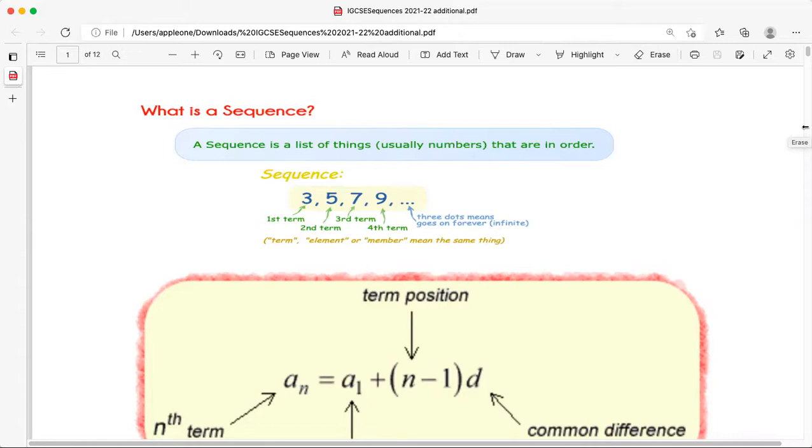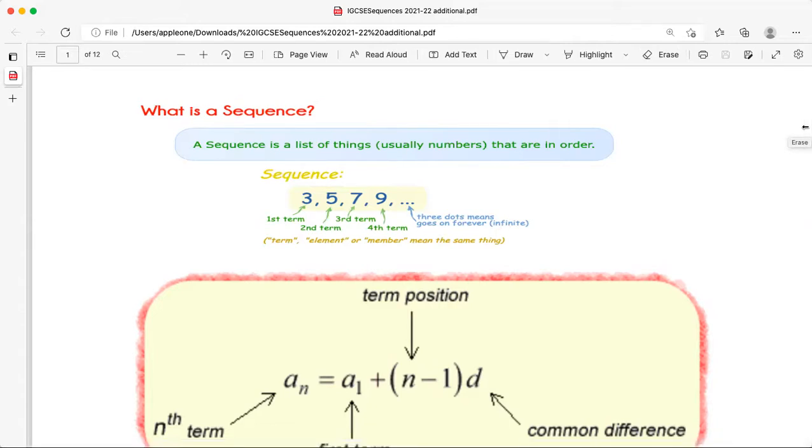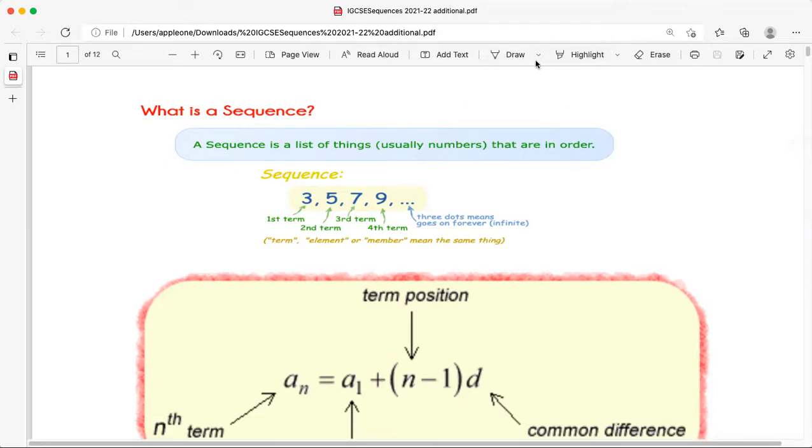So I wanted to make a small video for sequences, just to explain the concepts, the rules, the formulas and the methods. This is a small video for arithmetic sequence. I'm explaining arithmetic sequence, geometric sequence, quadratic sequence, and cubic sequence as well. So let's start. First of all, what is a sequence?